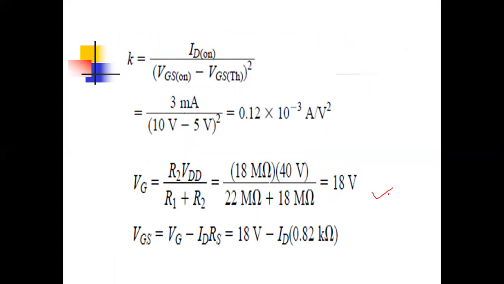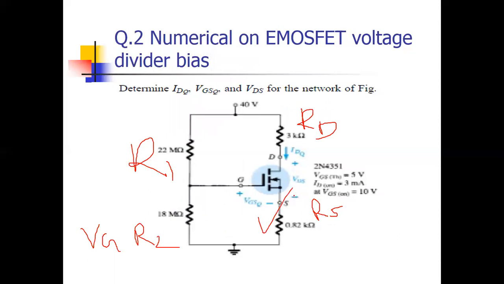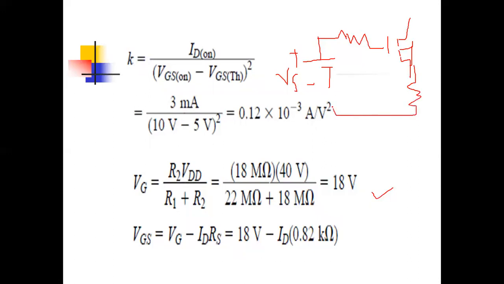From this you find VG, and then you apply KVL, but not in this circuit. We have to make an equivalent circuit: VG with plus and minus, and then RG, where RG is R1 parallel R2. Then here is your E-MOSFET symbol, and then this is your RS. Now apply KVL here. But since the gate current is 0, there is no role of this resistance. This is gate and this is source.